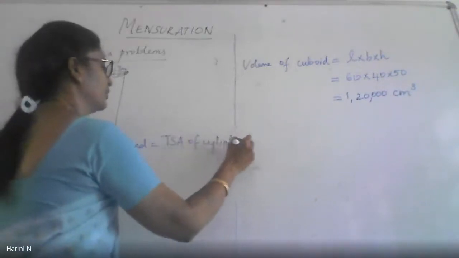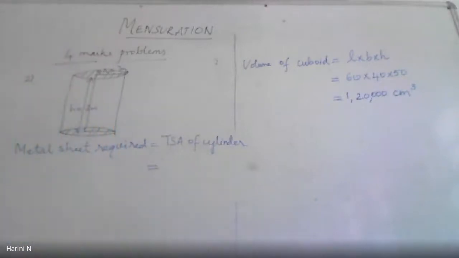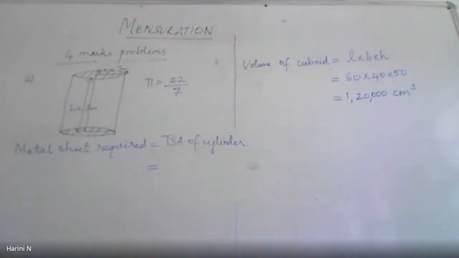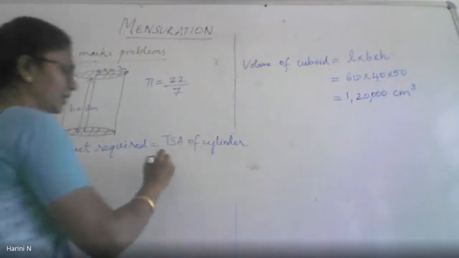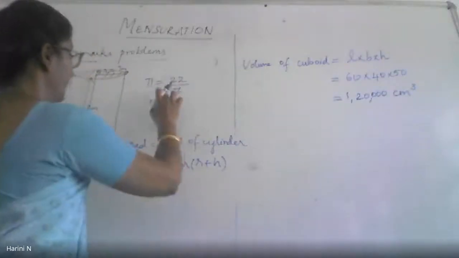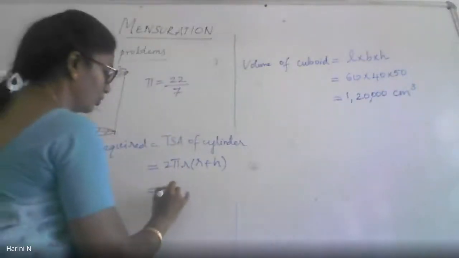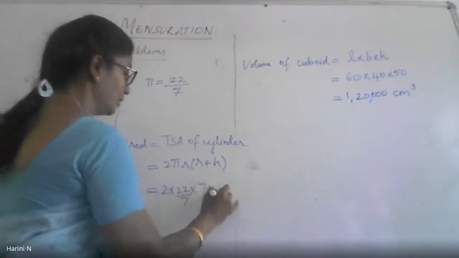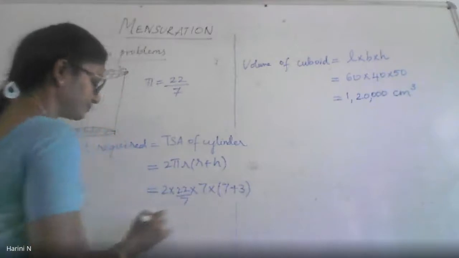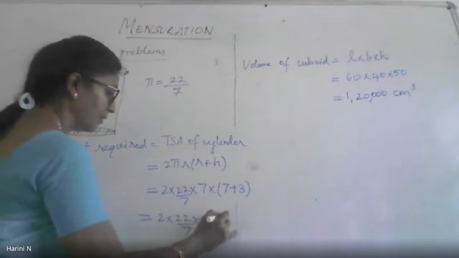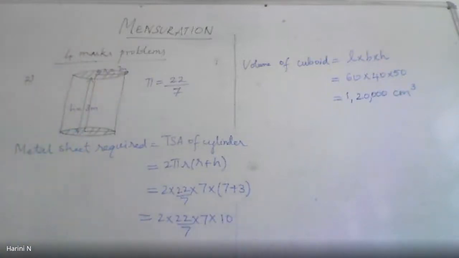Now substitute the formula for TSA of cylinder. Here the value of pi is given as 22/7. In the problem itself it is given. What is the TSA of the cylinder formula? 2 pi r times r plus h. So substitute your pi, r and h. You will get the value. So 2 into 22/7 into r is 7 into r plus h. So this will become 2 into 22/7 into 7 into 10. Because 7 plus 3 has become 10.